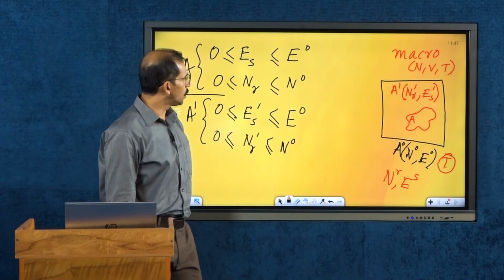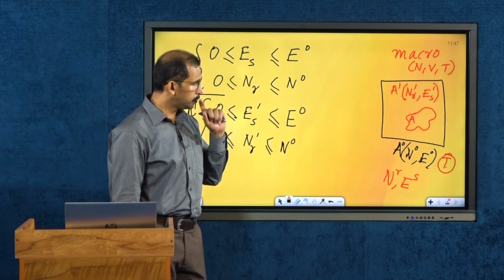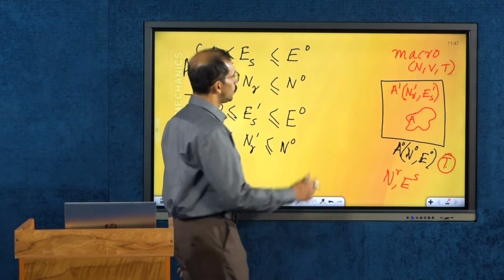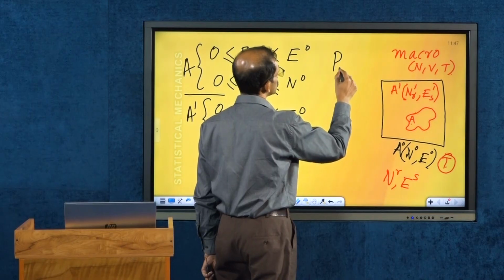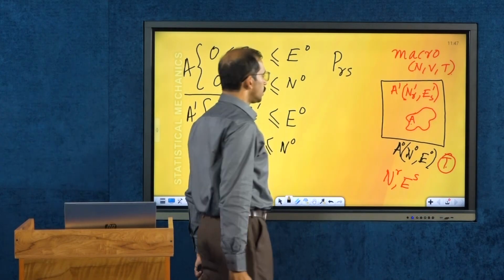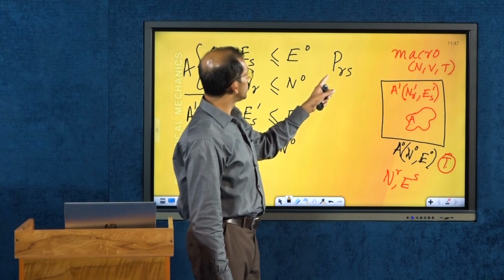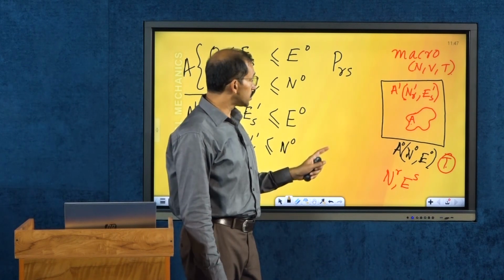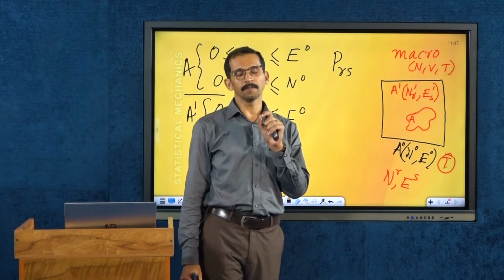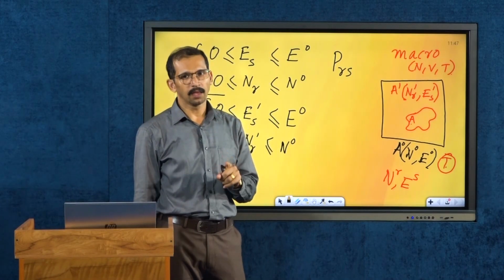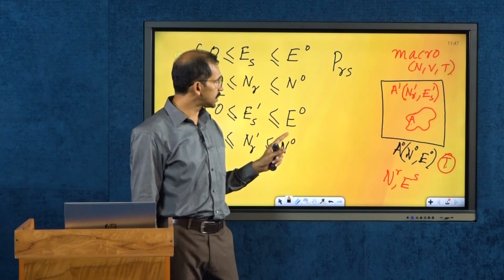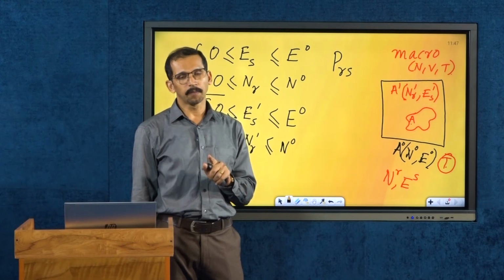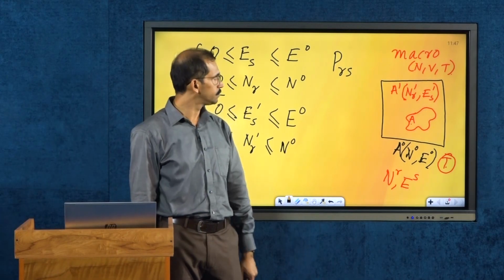Now, what else do we need to tell? We need to introduce a probability. We designate it by PRS. Earlier in the canonical ensemble we denoted it by PR, here we have PRS. So, what is PRS? PRS is the probability for the system A to be in any one of the states characterized by the energy value Es and the number of particles Nr.